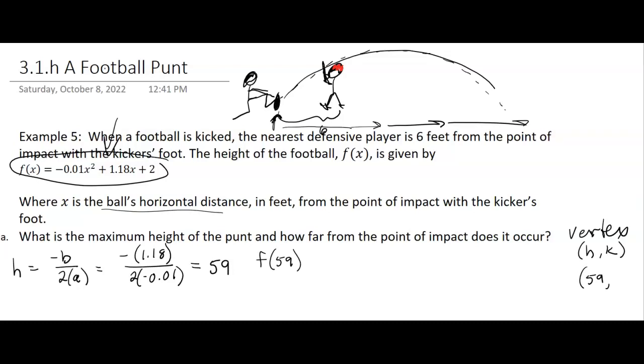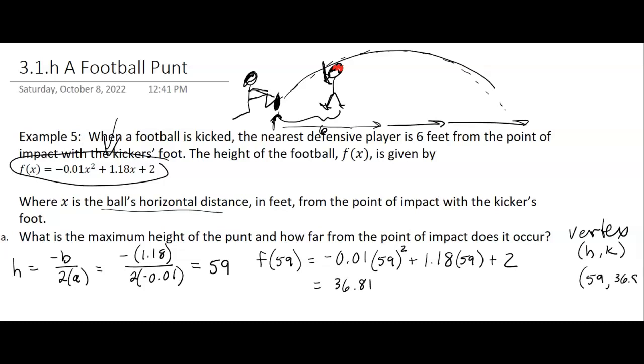So you're going to have to plug that in. It's going to look like negative 0.01 times 59 squared plus 1.18 times 59 plus 2. So go ahead and put that in your calculator. I'm going to turn off the video and put it in my calculator, and then I'll come back. Okay, I'm back. So I got 36.81.